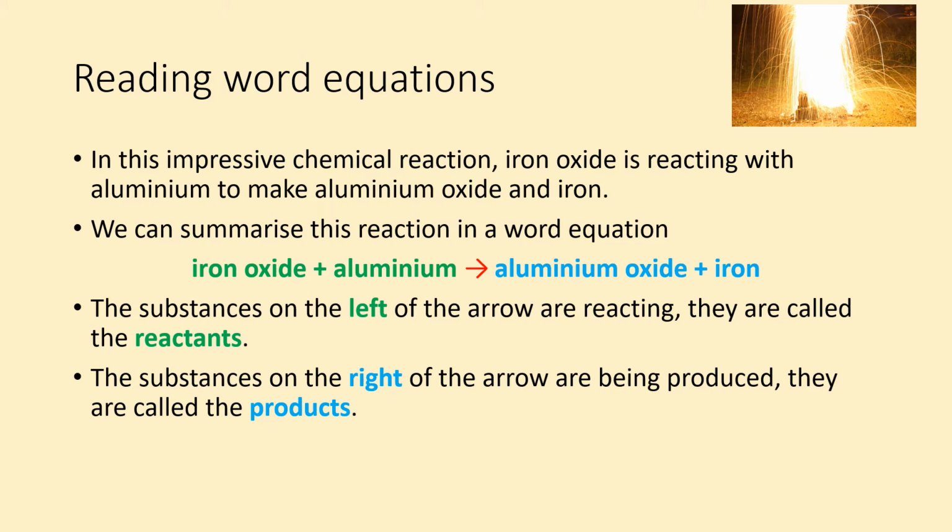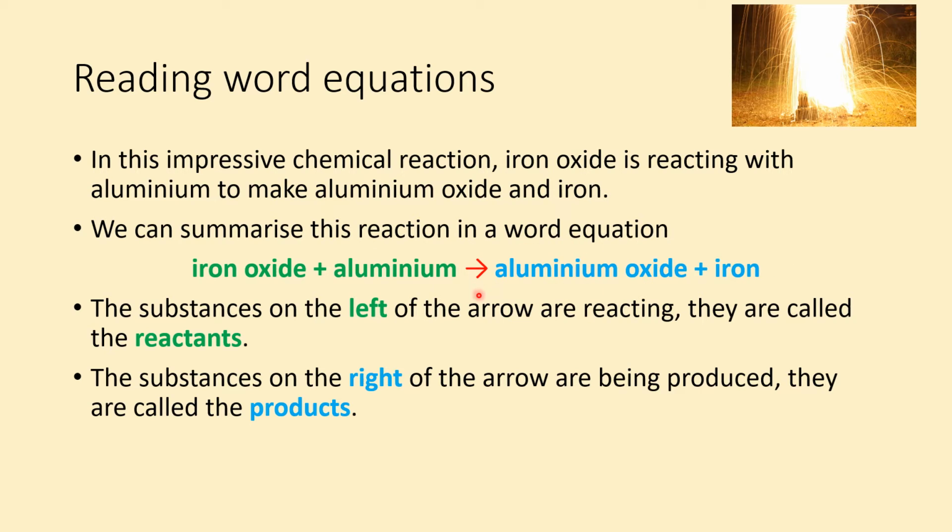So, reading word equations. This is a very impressive chemical reaction and it's called thermite. You've got iron oxide reacting with aluminium to make aluminium oxide and iron. So we can summarize that as a word equation. We've got iron oxide plus aluminium. That shows you that these are the things that are reacting. And then the arrow tells us that they are going to form aluminium oxide and iron.